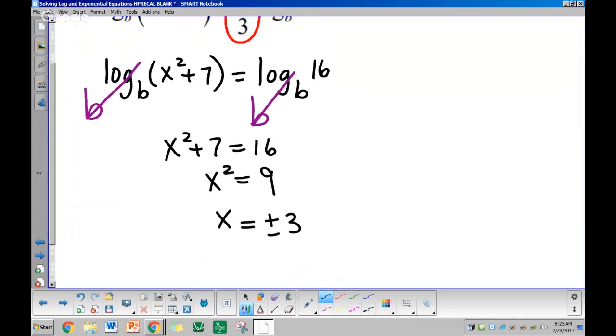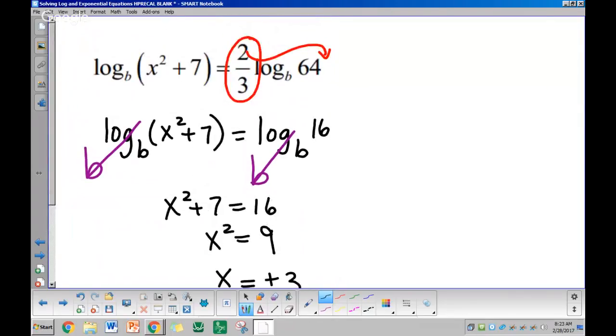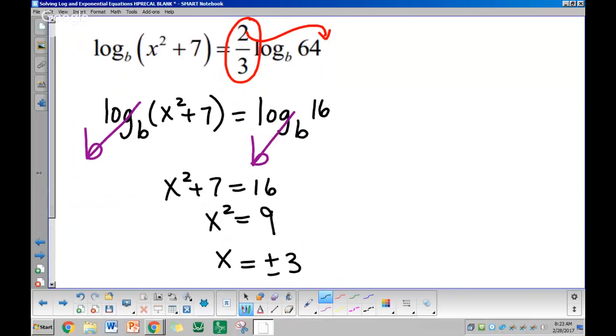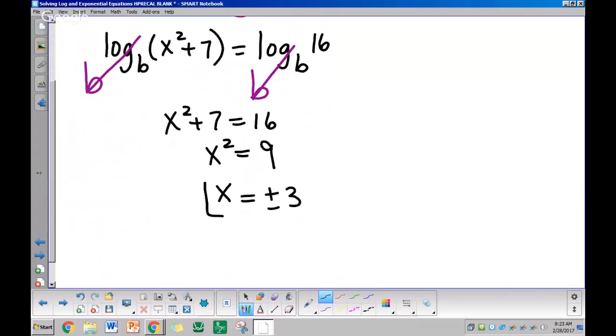Can we? We have to check for extraneous solutions with logs because logs have domain issues. Okay, so plus or minus 3 works here because what are we doing with the x? Squaring it. So we do not have an extraneous solution here, so we're okay.